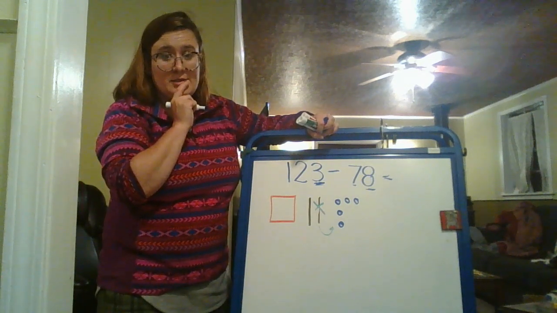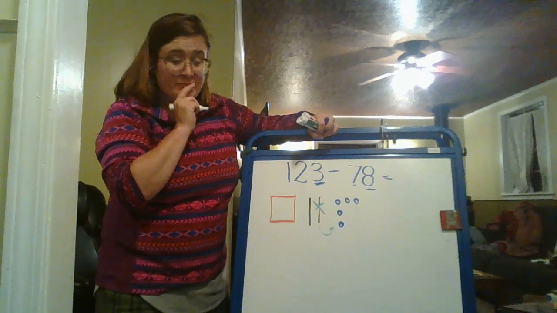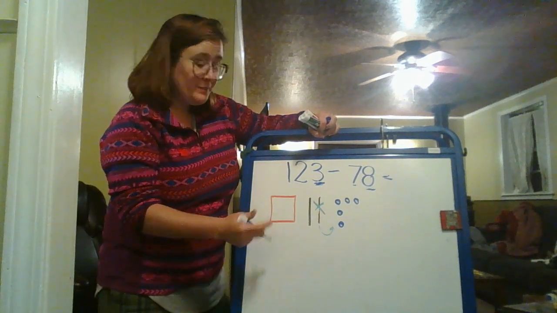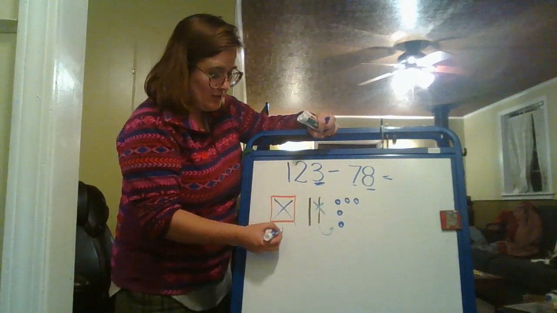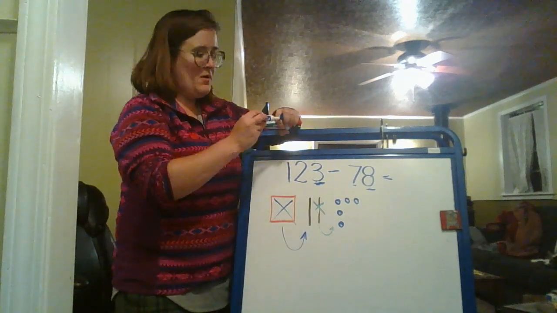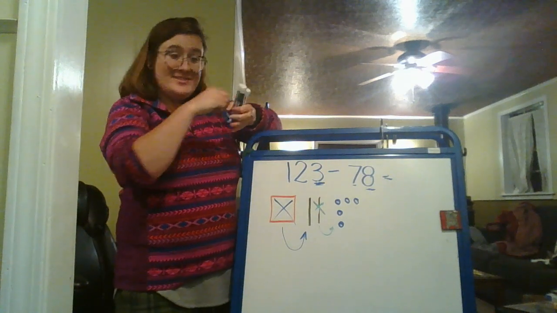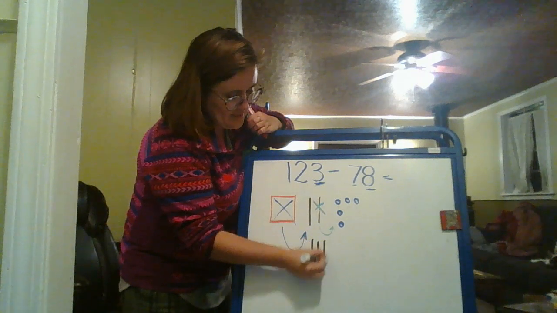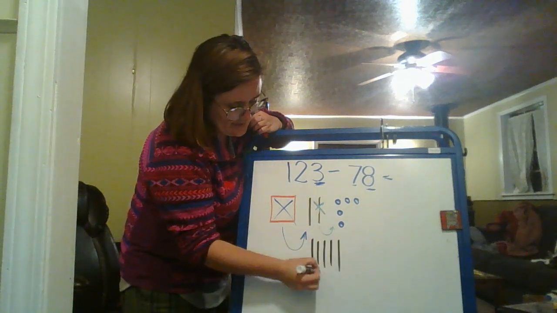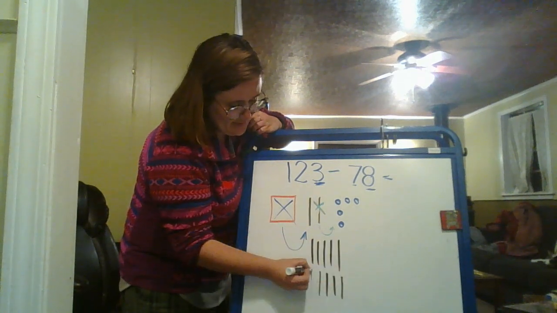What do I need to do? I'm going to regroup. I'm going to say, oh, that 100's not there anymore. I'm going to trade 100 for 10 tens. Very good. 1, 2, 3, 4, 5, 6, 7, 8, 9, 10.